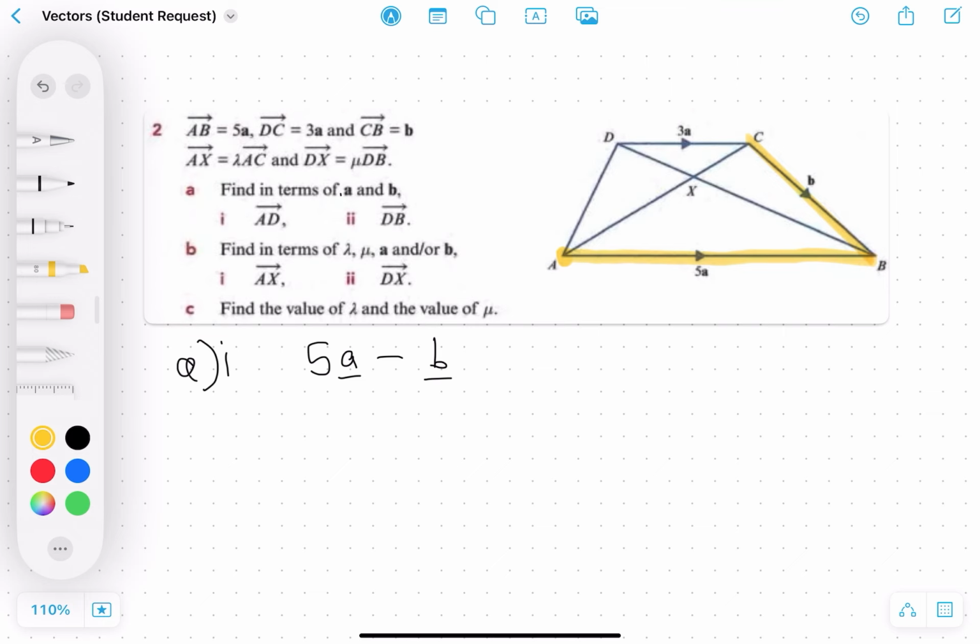And finally we go from C to D. Again, we know that DC is 3a, so going the other way, CD would be negative 3a, and we add that to this vector sum. So we've effectively gone from point A to D using the points B and C as well, and that gives us a final vector of 2a minus b.